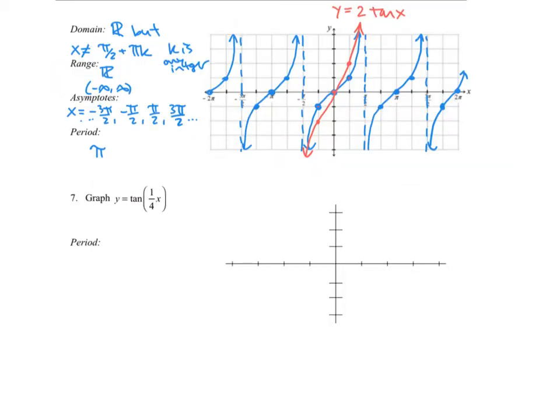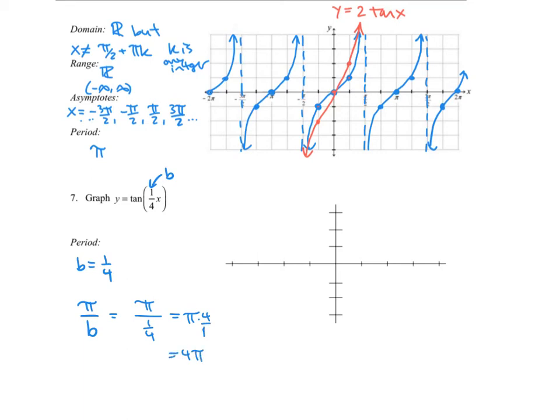Now we're going to do an example where we have a change in period. So the period of a tangent graph, b is still the coefficient of x, so in this case b equals 1/4. But the important thing to remember is that we're going to use the formula the period equals pi over b for tangent graphs instead of 2 pi over b like we did for sine and cosine. So the period of this graph is going to be pi over 1/4, which is the same as pi times 4 over 1, which is going to be 4 pi.